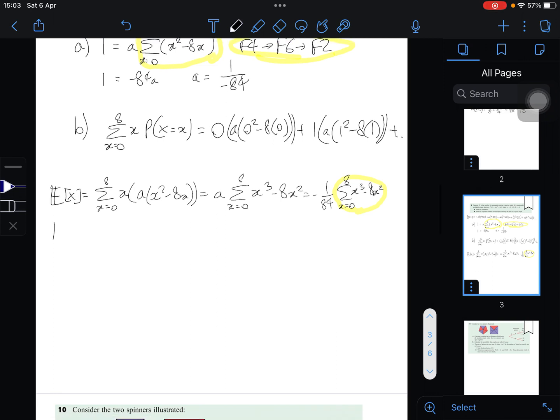And so therefore, e to the x is equal to minus 1 over 84 lots of what I've plugged into my calculator, which has come out as minus 336, which just gets me to 4, because I know my 84 times tables.